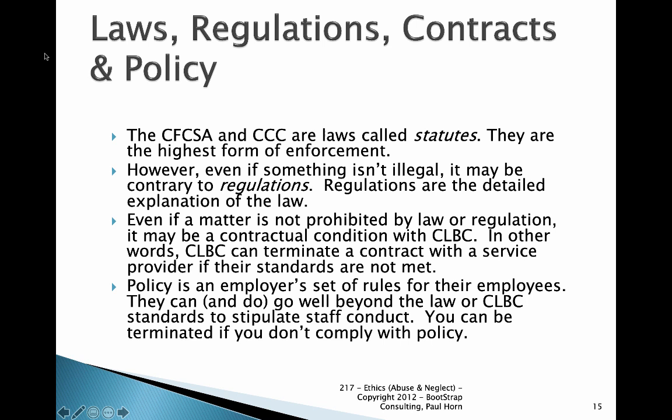And so the funder reserves the right to terminate the contract if the service provider doesn't uphold the standards. So there's yet another level of accountability that makes community living agencies and school districts and all kinds of other funded agencies really make sure that their I's are dotted and their T's are crossed. And in order to do that, most of the time, individual employers create a document called their policy manual or their policies. And the policy is very individual to that one organization.